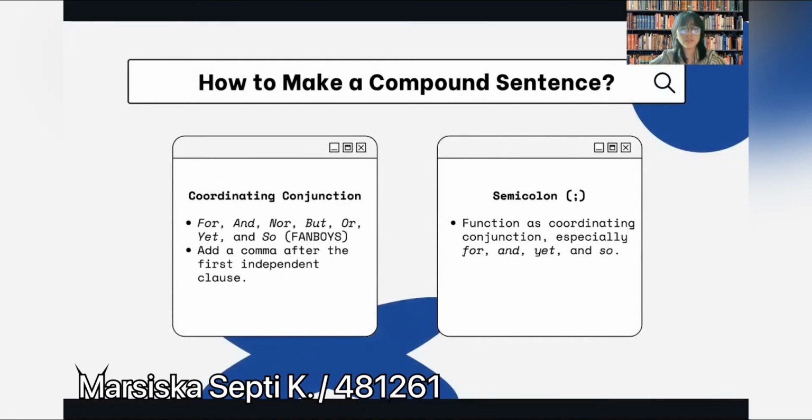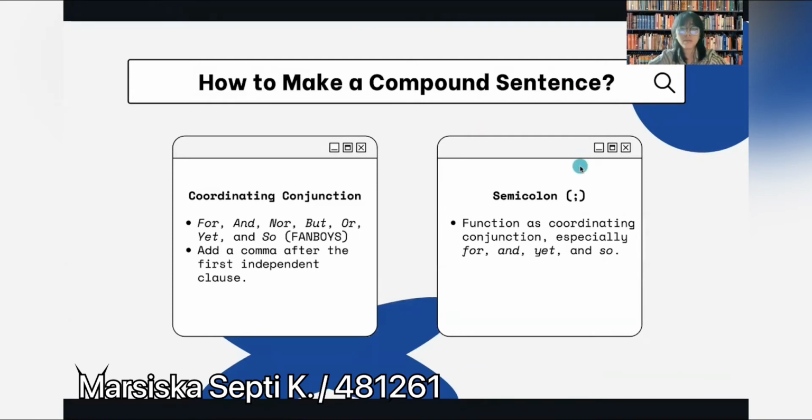Okay, so there are two ways to make a compound sentence. First, you can use a coordinating conjunction such as for, and, nor, but, or, yet, and so. You can sum them up into an acronym, FANBOYS, to make it easier to remember. When you join two independent clauses with a coordinating conjunction, add a comma after the first independent clause to prevent a run-on sentence or confusingly long compound sentence.